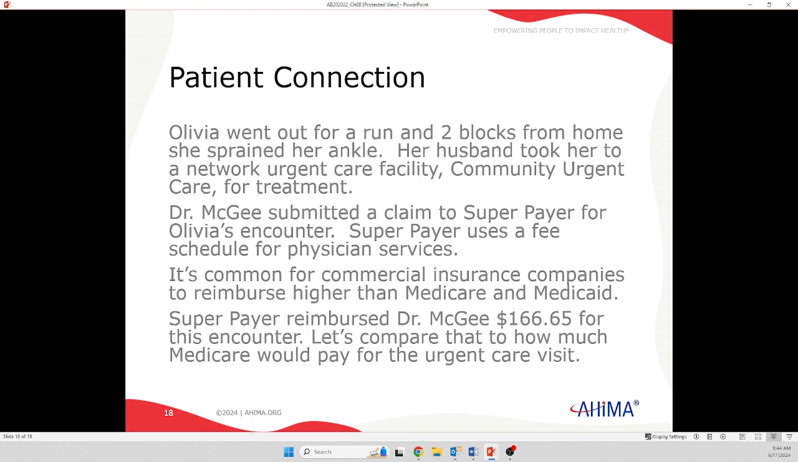All right, so we have Olivia. She went out for a run, and 2 blocks from home, she sprained her ankle. Her husband took her to a network urgent care, community urgent care for treatment. He submitted a claim to SuperPayer for the encounter. SuperPayer uses a fee schedule for physician services. It's common for commercial insurance companies to reimburse higher than Medicare and Medicaid. SuperPayer reimbursed Dr. McGee $166.65 for this encounter. Let's compare that to how much Medicare would pay for this urgent care.